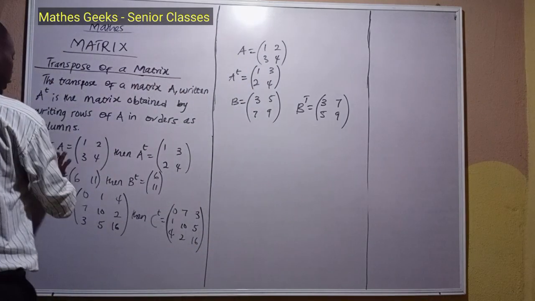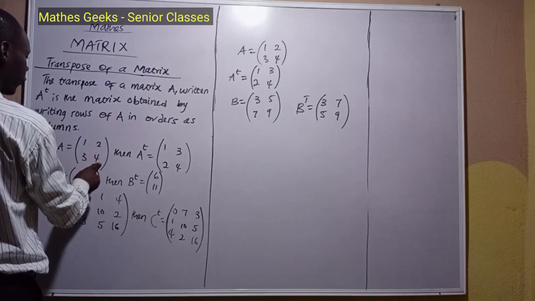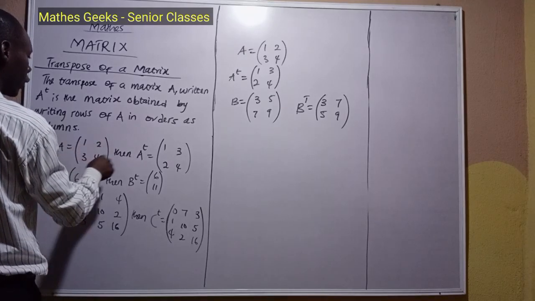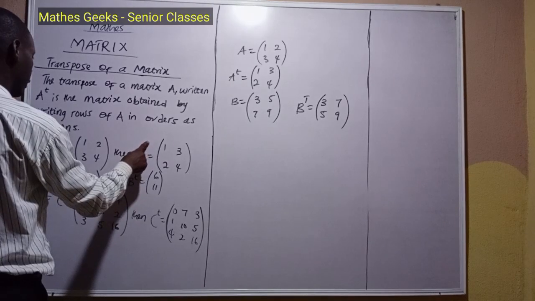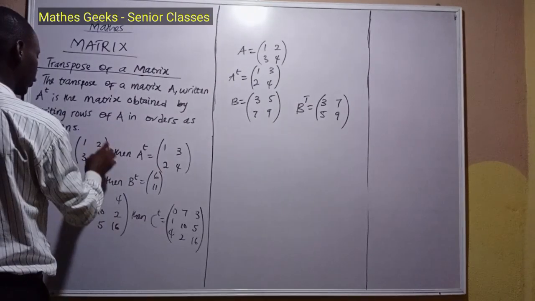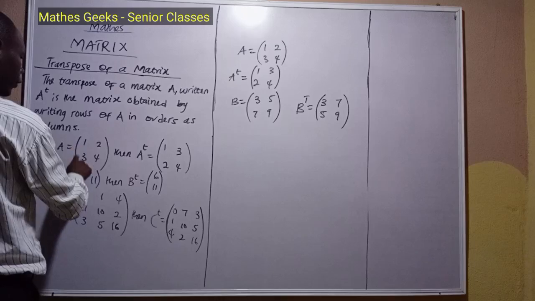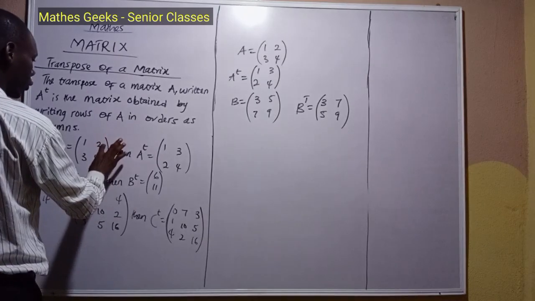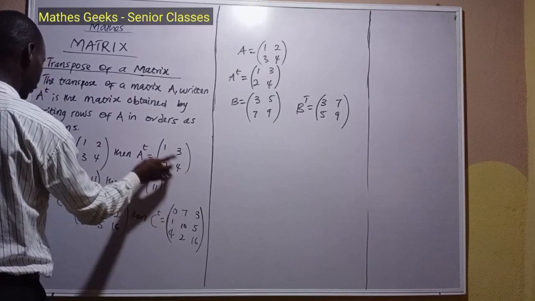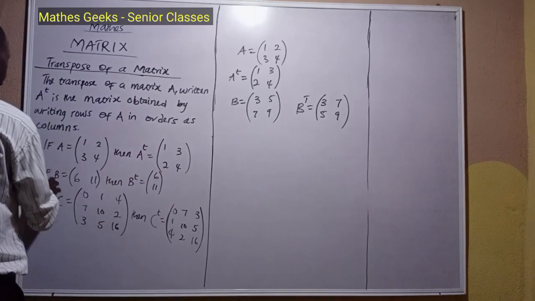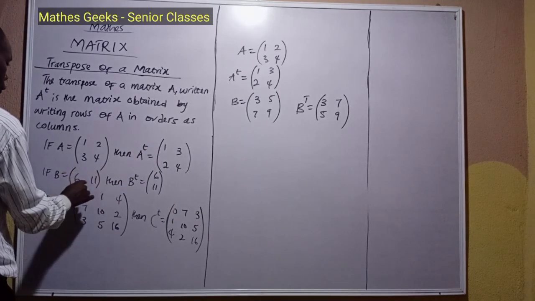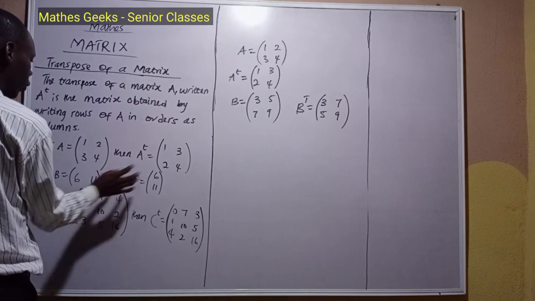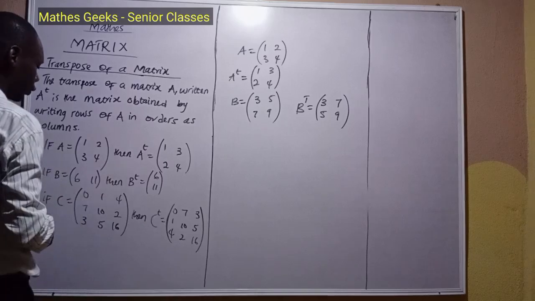So what we have here, if A is 1, 3, 2, 4, this is the first row, second row, then A transpose, or AT, is equal to 1, 3, which was written as a column, now written as the row, then 2, 4, the second column written as the second row. If B is 6, 11, a row matrix, the transpose of this matrix is when this row matrix is written as a column matrix. That's what transpose is all about.